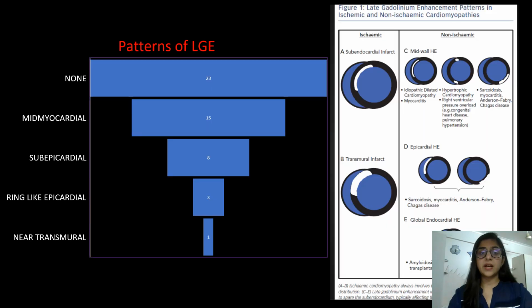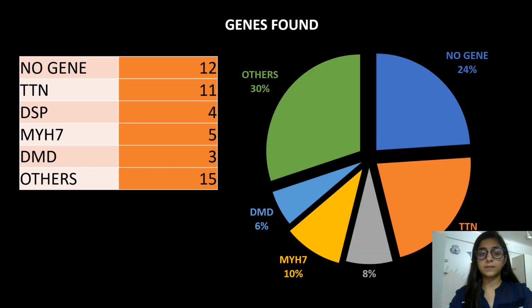The patterns of LGE that we observed were no late gadolinium enhancement in 23 patients, 15 mid-myocardial, 8 subepicardial, ring-like epicardial in 3, and near transmural in 1 patient. The genes that we found after genetic testing are: no gene was found in 12, titin in 11, desmoplakin in 4, MYH7 in 5, DMD in 3, and 15 genes in others distributed.